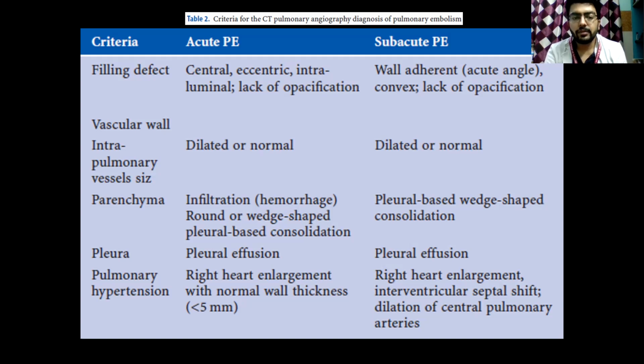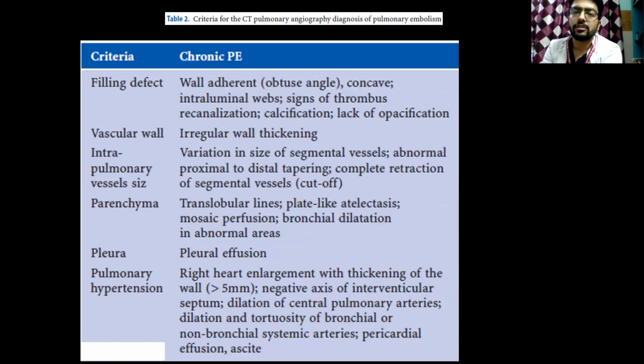In acute PE, right heart enlargement with normal wall thickness is appreciated. And in subacute PE, there is interventricular septal shift. Whereas in chronic, the filling defect will appear wall adherent with an obtuse angle. There will be irregular wall thickening of the vascular wall, and pleural effusion. Parenchyma will demonstrate plate-like atelectasis, mosaic perfusion, bronchial dilatation, and abnormal areas. In pulmonary hypertension, we have right heart enlargement with thickening of the wall, and negative axis of the interventricular septum.